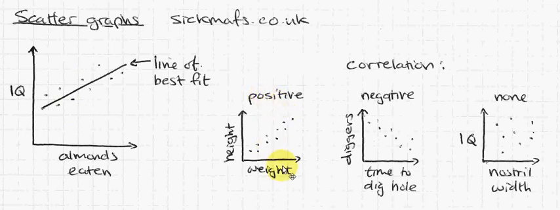So here's an example of direct proportion. The heavier you are, if you get heavier, most people get taller as well. It's not necessarily true because you just might be fat or something, obese.